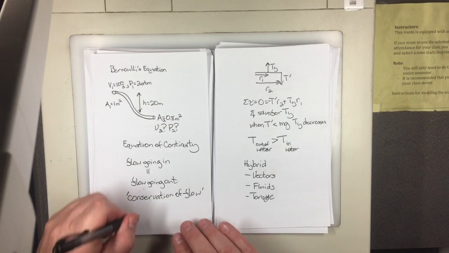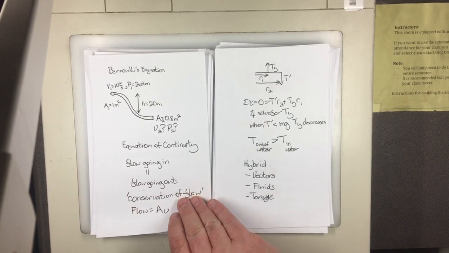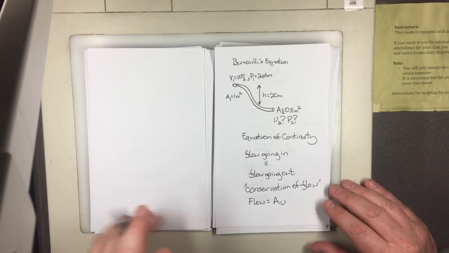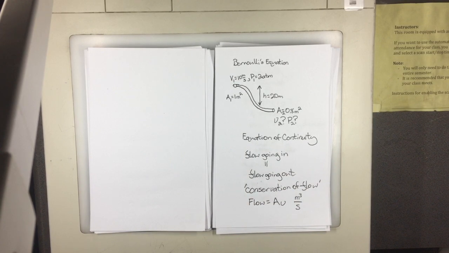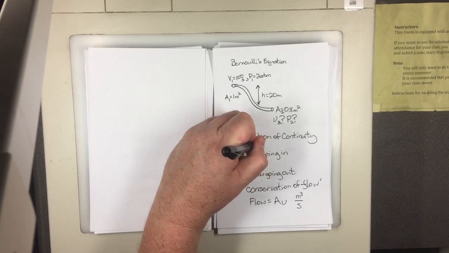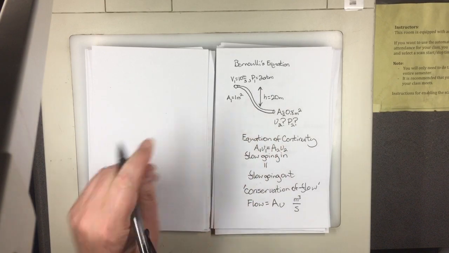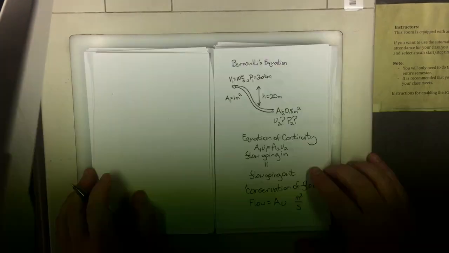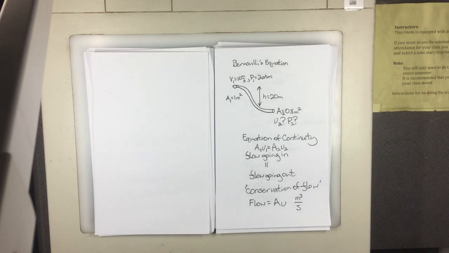Conservation of flow. Flow is area times velocity. And it has the units of cubic meters per second. The equation of continuity, therefore, is A1 V1 is equal to A2 V2. So flow, area times velocity.